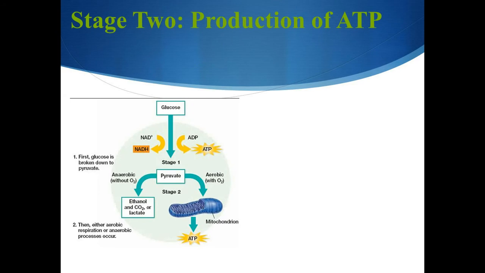Now we move on to stage 2, or the actual production of ATP. So remember, we had glucose, it turned into pyruvate. We talked a little bit about what happens when there's no oxygen present, where pyruvate would go into anaerobic respiration or fermentation. And now we're going to focus on aerobic respiration, where there is oxygen present and the pyruvate goes into the mitochondrion in order to produce ATP.